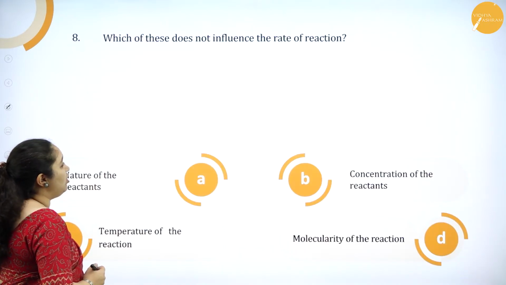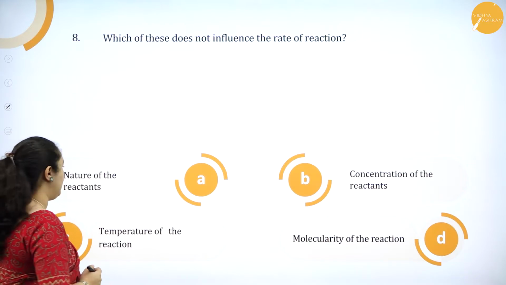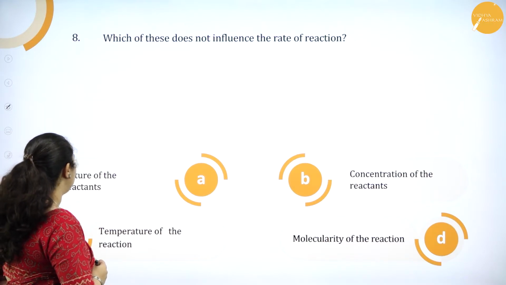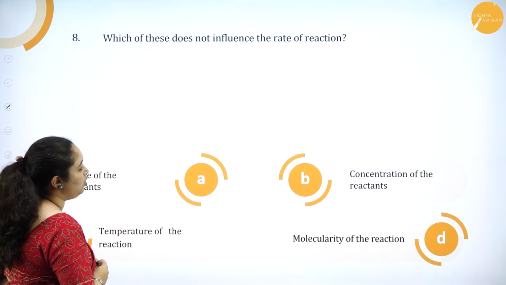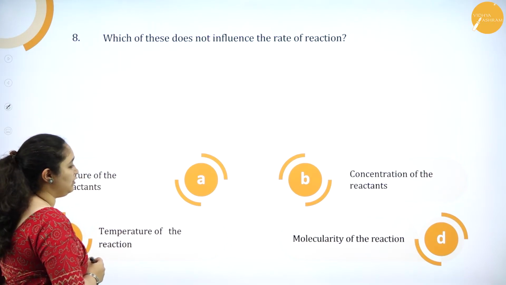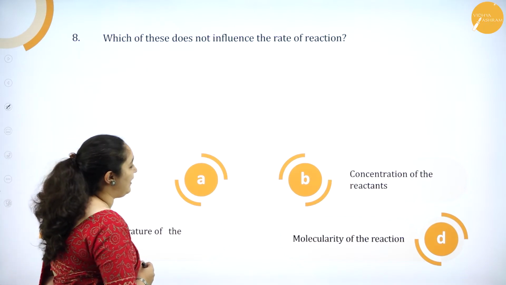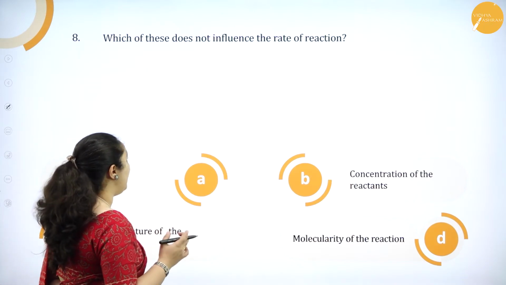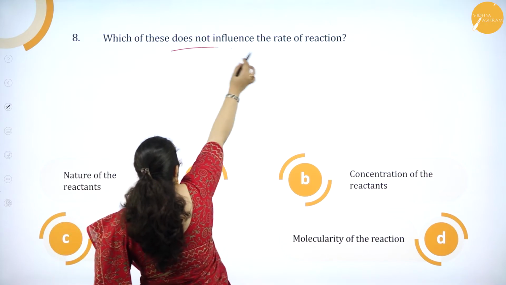Which of these does not influence the rate of reaction? Option A, nature of the reactant. Option B, concentration of the reactant. Option C, temperature of the reaction. Option D, molecularity of the reaction. They are asking which does not influence the rate of the reaction.